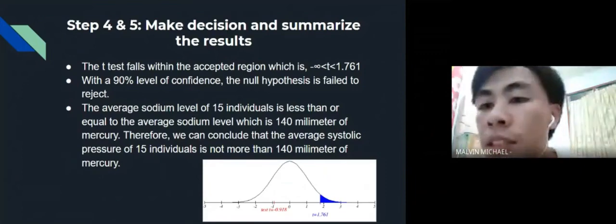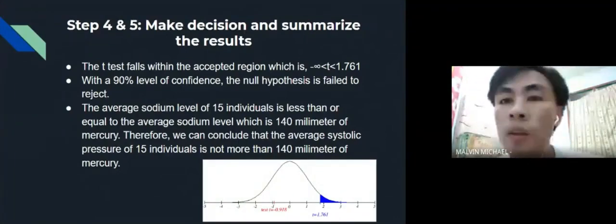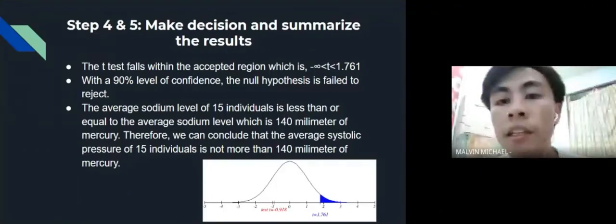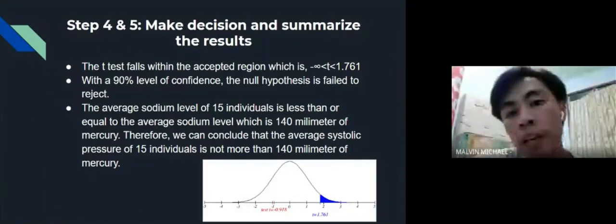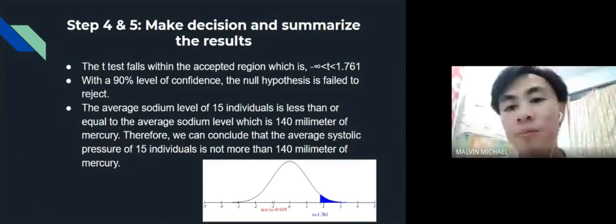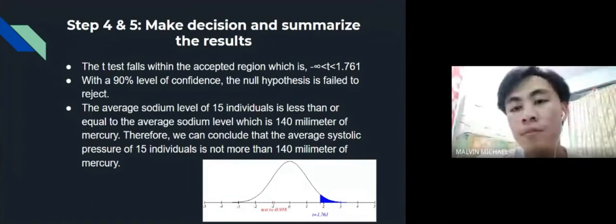The t-test value falls within the acceptance region, which is negative infinity less than t less than 1.761. At the 95% level of confidence, the null hypothesis fails to be rejected. So the average sodium level of the 15 individuals is less than or equal to 140 milliequivalents per liter. Therefore, we can conclude that the average sodium level of the 15 individuals is not more than 140, which can be seen in the graph below.